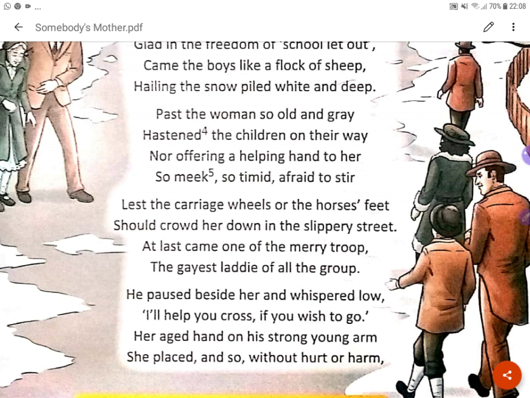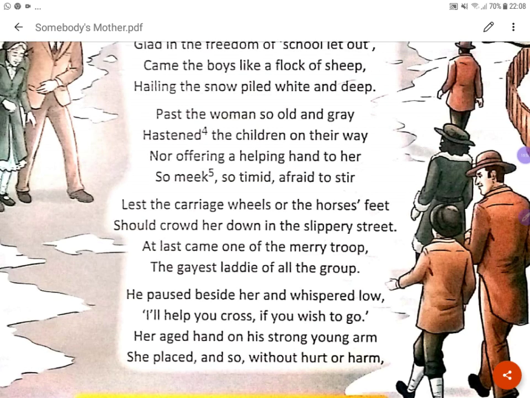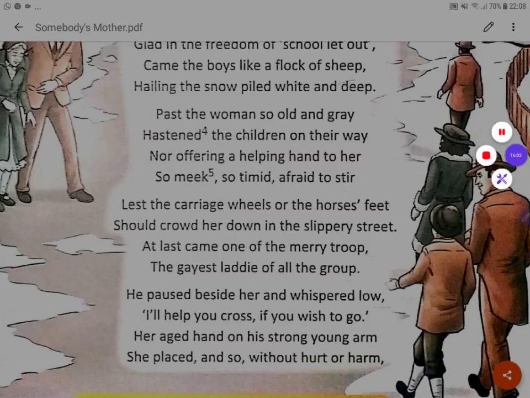So dear students, I think you have understood today's taught part completely. Now we'll read the remaining stanza in the next class.